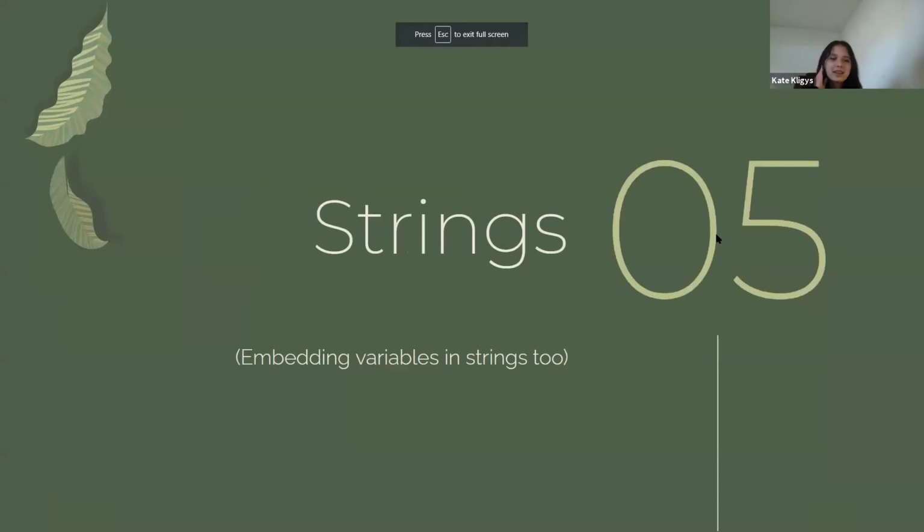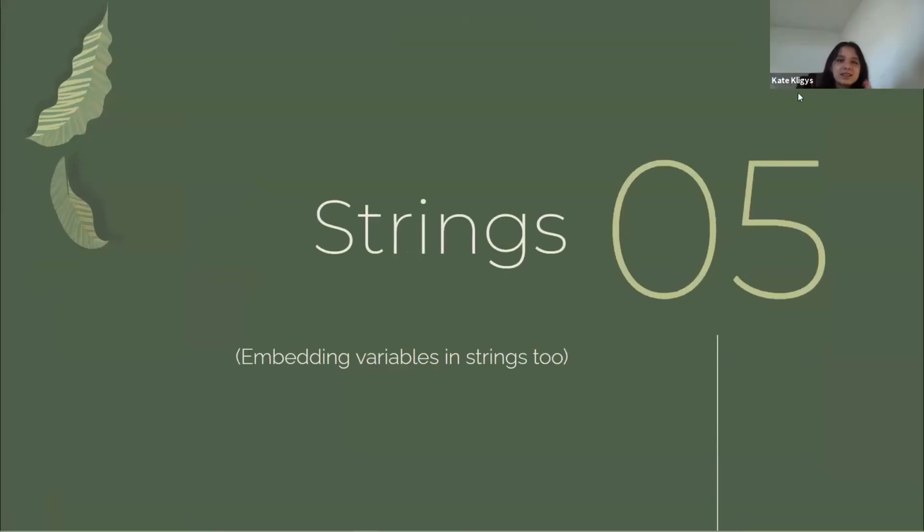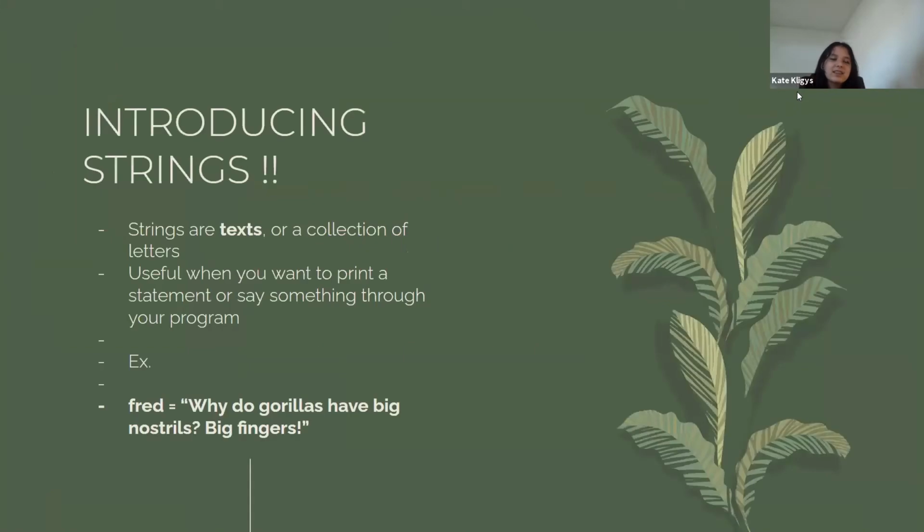Okay, so strings and embedding variables in strings. Introducing strings. Strings are text or a collection of letters. They're useful when you want to print a statement or say something through your program. For example, this is assigning a variable Fred to the string, why do gorillas have big nostrils, big fingers? So if you were to print the variable Fred, then this statement would come out.